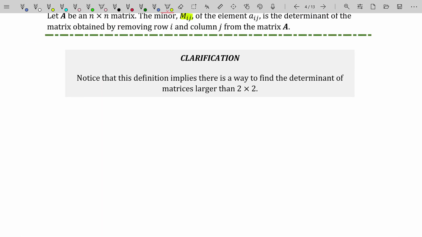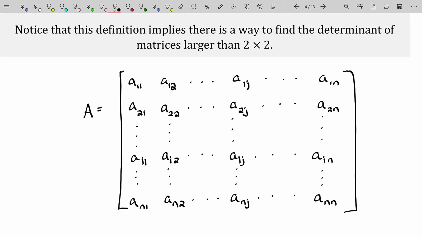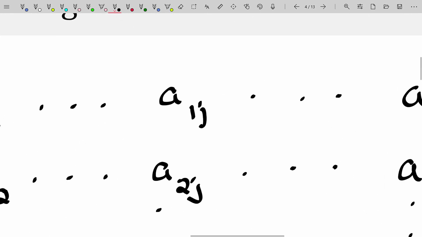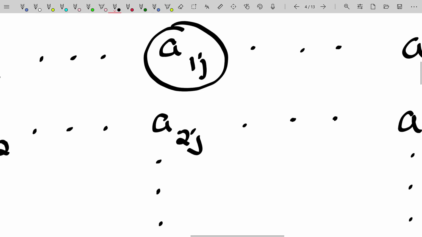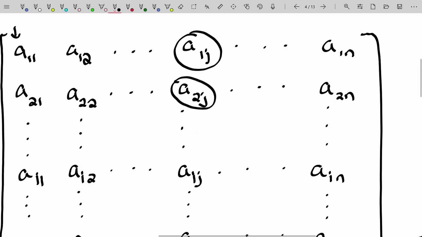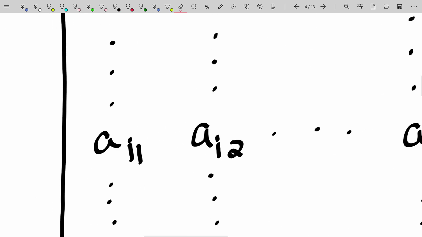Let me showcase what I mean by a minor. So here is a very general looking matrix. It goes from A11 all the way down to Ann. And if you take a look at the jth column, well, we have entries A sub 1j, row 1, column j, A sub 2j, row 2, column j, all the way down to A sub ij, that's row i, column j, and then A sub nj, row n, column j. Notice they're all column j, that's why the second index is all j in those cases. Same thing can be said for row i here.